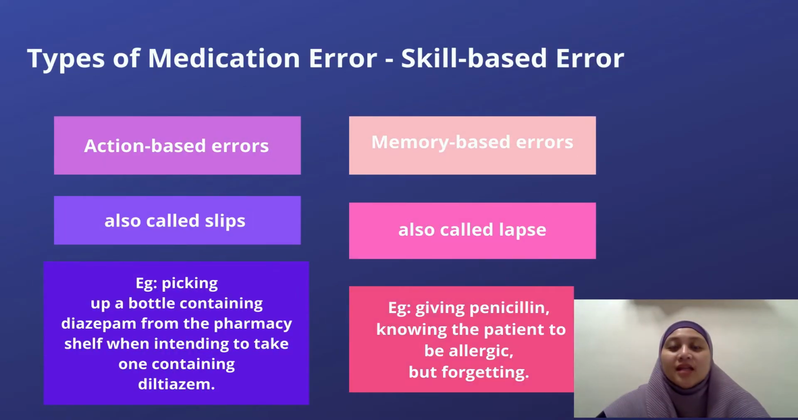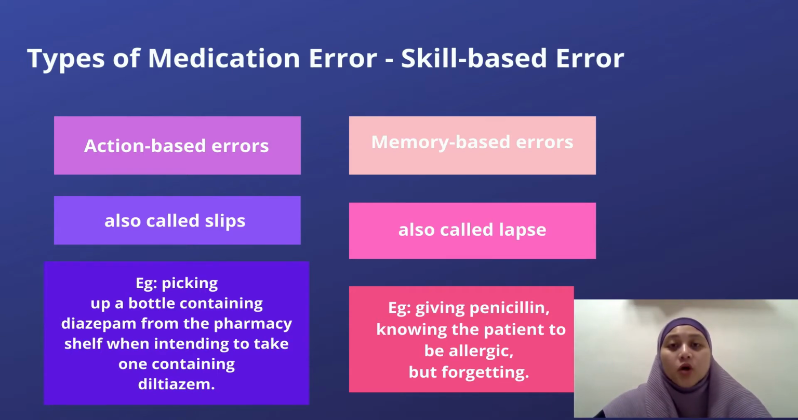Now, let's learn the third and the fourth types of error. The third and the fourth types of errors are also called skill-based error. The third type is known as action-based error. Action-based error is also called slips or technical error. As an example, a pharmacist picking up a bottle containing diazepam from a pharmacy shelf when intending to take one containing diltiazem.